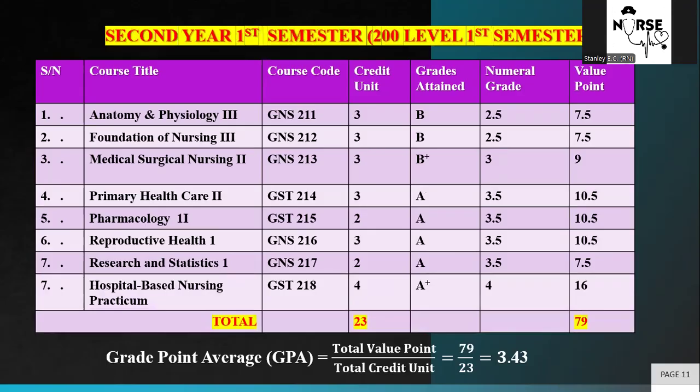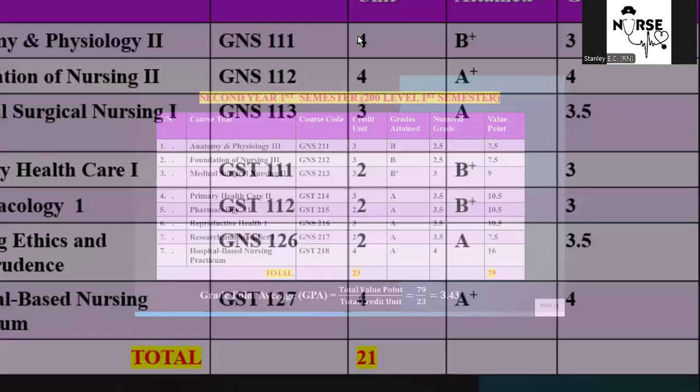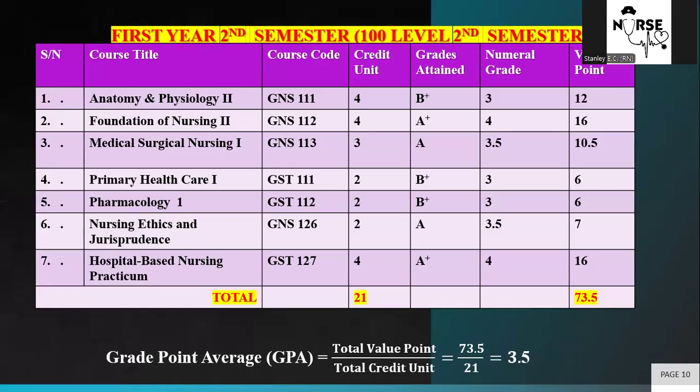Okay, let's move on to the next semester. Second year, first semester, which is the second semester for your 100 level. Do you get that? Second year, first semester done. My is 100 level. Okay, so let's move on. Sorry, first year, second semester.